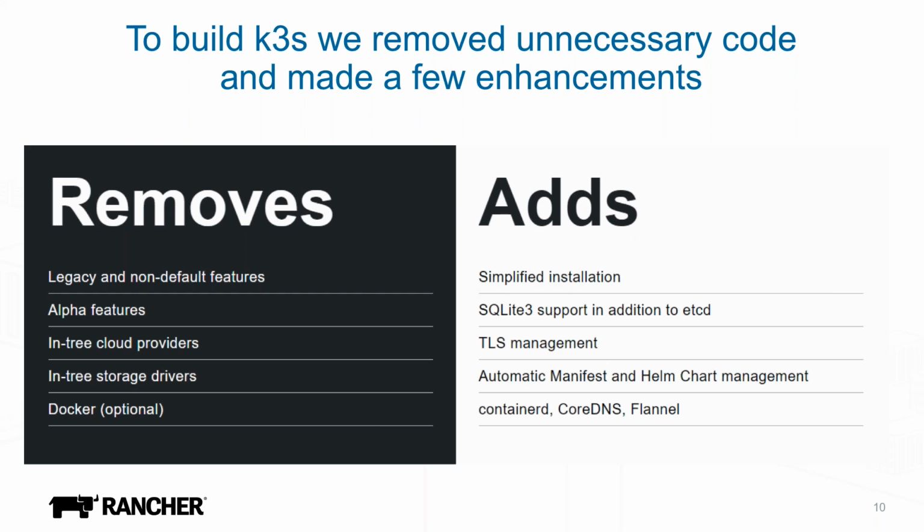And then of course, we added containerd, we're using CoreDNS, we're using Flannel, we're using Traefik, which is not listed here, but we're using Traefik for the ingress controller.